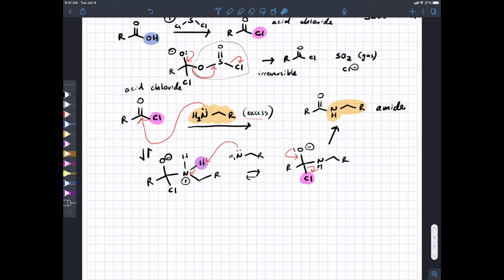You are technically right, though, in the sense that at the end, the byproducts that we aren't worrying about are an ammonium ion and Cl-, which is kind of like an amine and HCl.